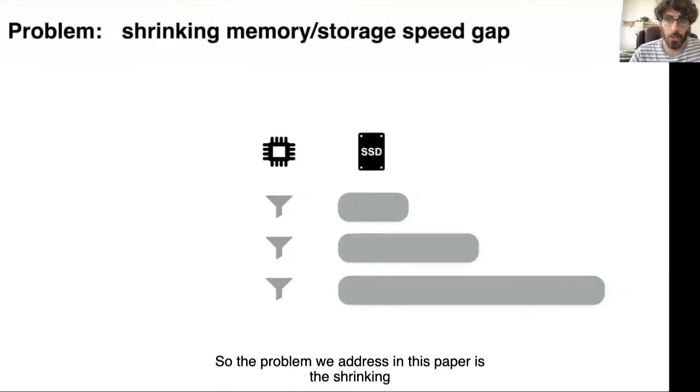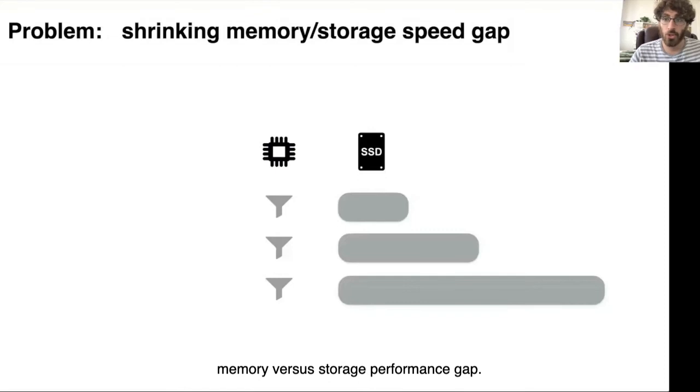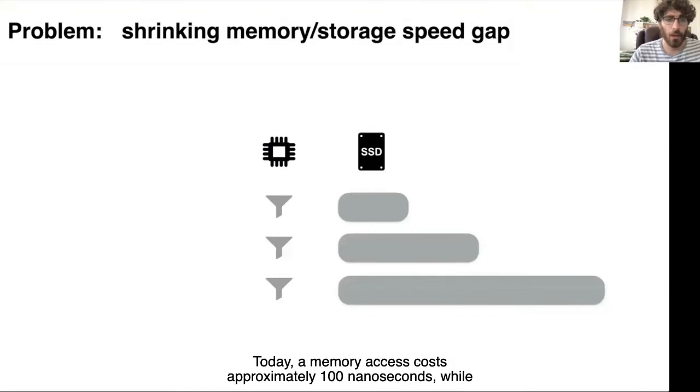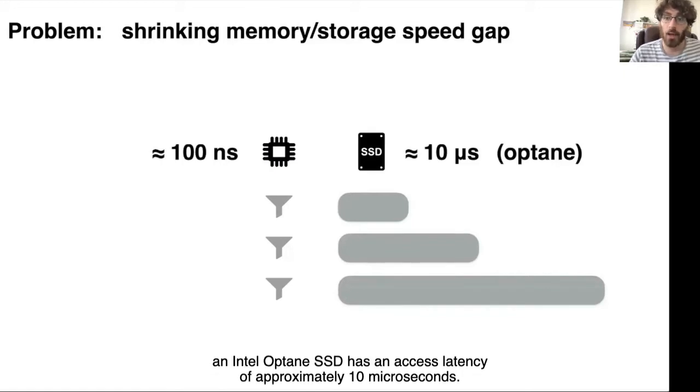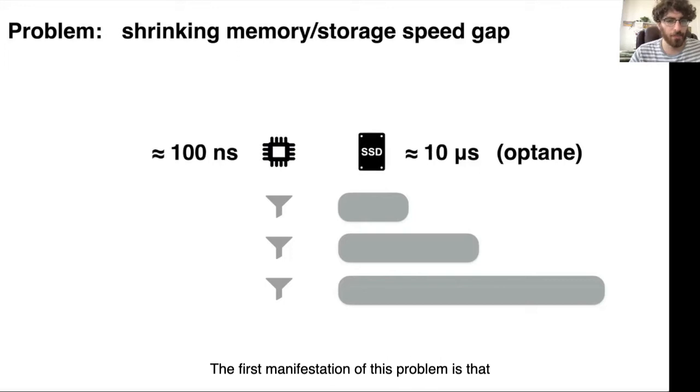So the problem we address in this paper is the shrinking memory versus storage performance gap. Today, a memory access costs approximately 100 nanoseconds, while an Intel Optane SSD has an access latency of approximately 10 microseconds. This is only a 2 order of magnitude performance difference.